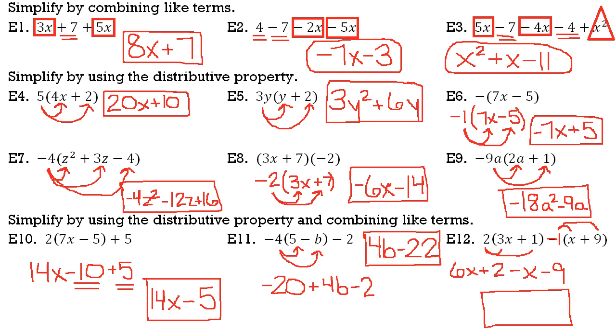This one is going to be a little bit trickier because we have a 6x that needs to be combined with a -x. If I have 6 of something and I take 1 of it away, I still have 5 of it. So that puts me at 5x. And then last but not least, we've got a +2 and a -9. If I have $2 and I spend 9, that gives me -7.